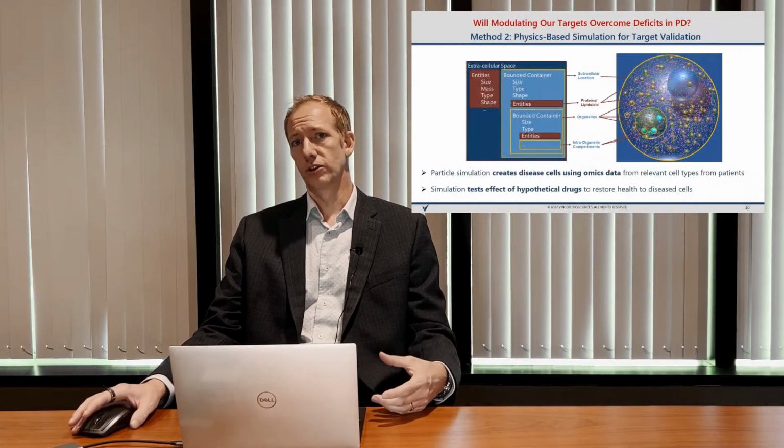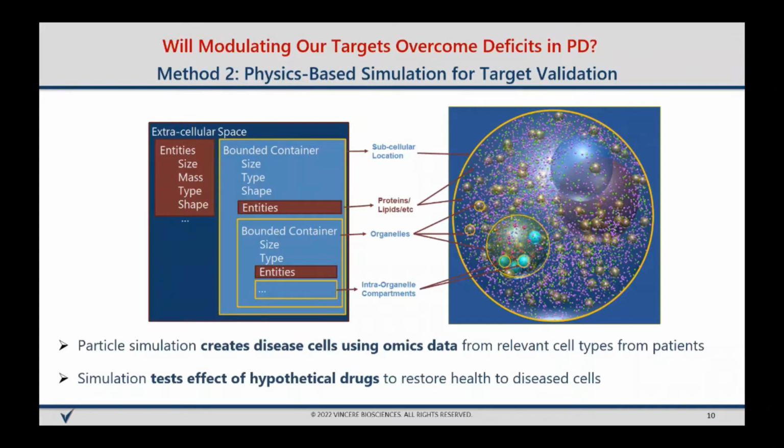So the next question is, okay, we've identified a couple of targets that we think make mechanistic sense. We can make a good story of the way these interactions work. So the question is, will these overcome deficits that we see in Parkinson's disease? So the next method that I'm going to talk about is our simulation of biological systems. And this is a physics-based simulation where we can take omics profiles from patients that tell us how many proteins and lipids and other things that are inside the cell are in each of a particular cell type.